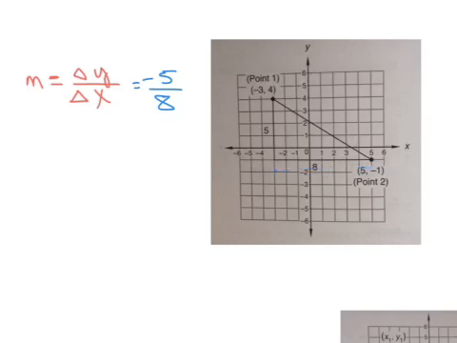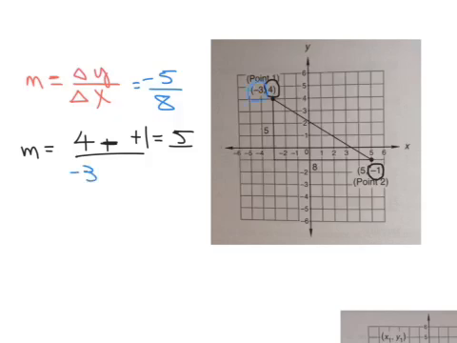Now I want to show you something else. It's a little bit different. We've got a change in y over a change in x, so let's look at another option. If I were to take my y value here and subtract my y value there, what do I get? 4 plus 1 is 5. What if I were to take my x value there and subtract my x value there? I get negative 8.